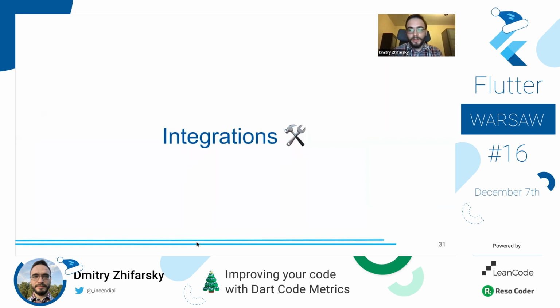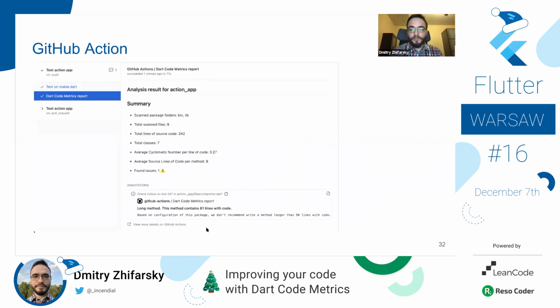And of course, Dart Code Metrics is nothing without additional integrations with CI tools. First of all, we have a GitHub Action integration where you can see the summary report of the run of Dart Code Metrics CLI. It shows not only the summary, but also, in every place in the pull request, you'll see comments about metrics and lint rules violations, etc.